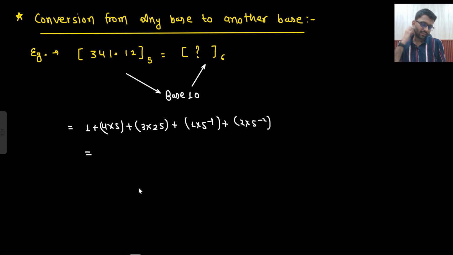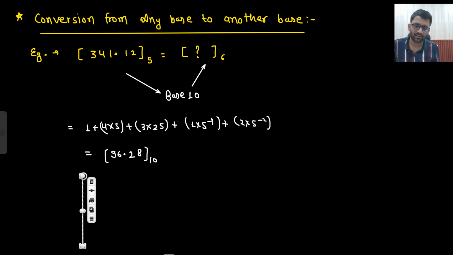That's it. So 75 plus 20, 95 plus 1, 96, plus 0.28, so 96.28. This is in decimal. Now we need to convert it to base 6. So how will we convert it to base 6?